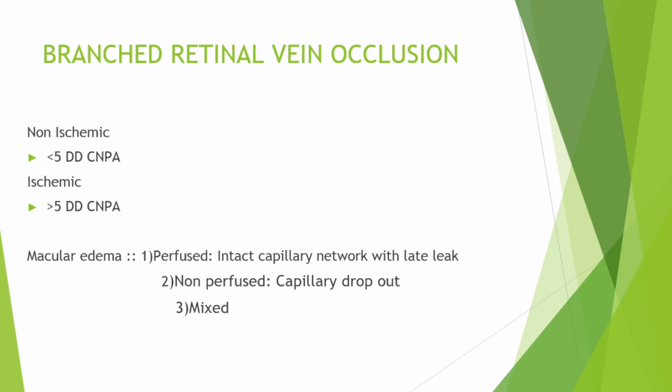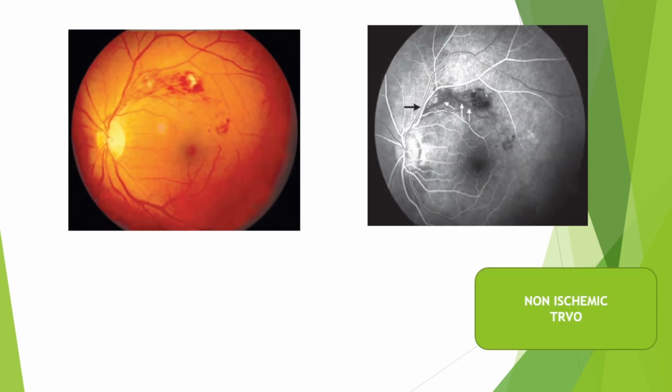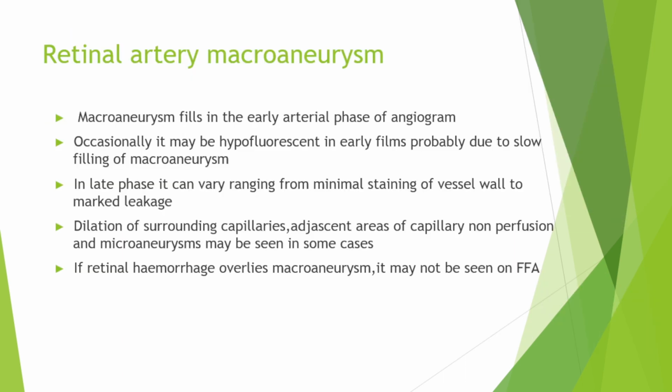In perfused, there is an intact capillary network with late leak. In non-perfused, capillary dropout areas can be seen, and in mixed, both can be present. We can see the tributary vein which is not getting filled, suggestive of a non-ischemic BRVO. We can see the capillary non-perfusion areas. Coming to retinal artery macroaneurysm, it fills in the early arterial phase of the angiogram.